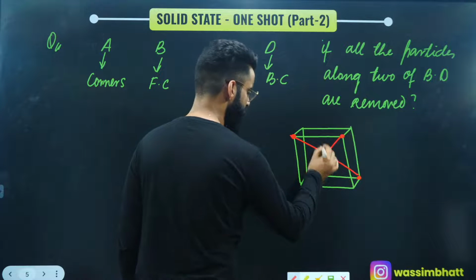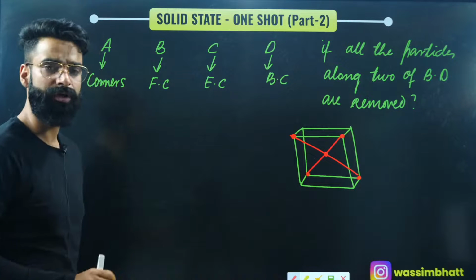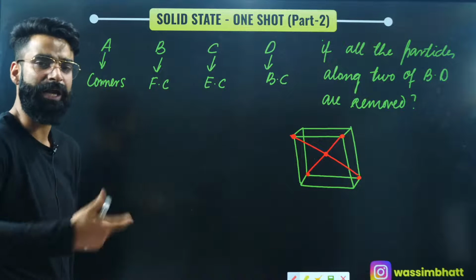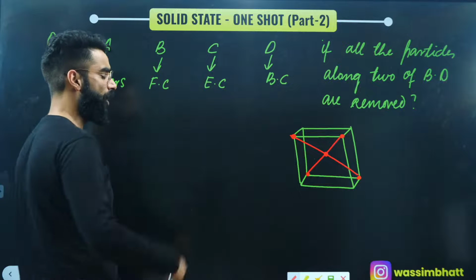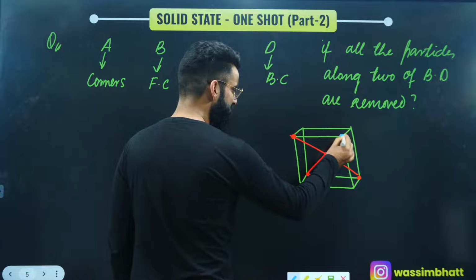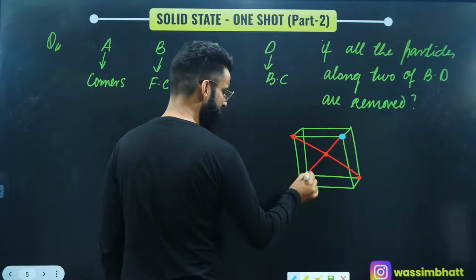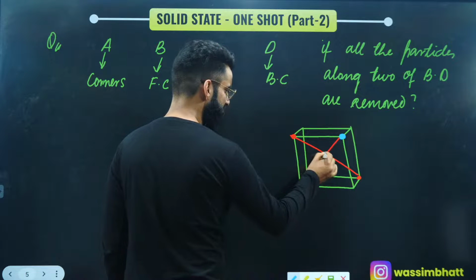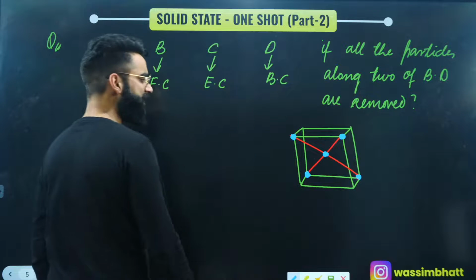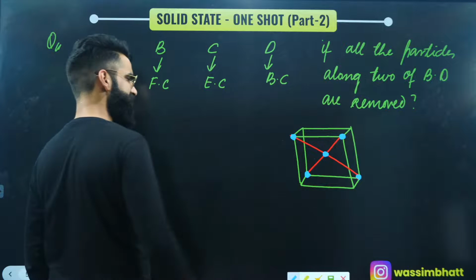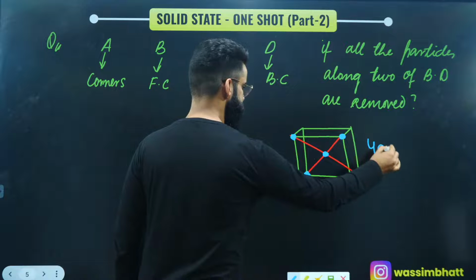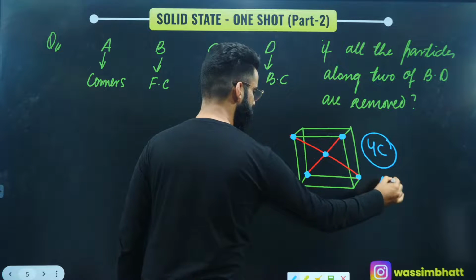body center, right? If all the particles along two of the body diagonals are removed, which particles lie along these two body diagonals? I'll say this particle lies along this body diagonal, this particle lies along this body diagonal, this particle, and this particle. So basically you are removing 4 corner particles, and you are removing one body center as well.